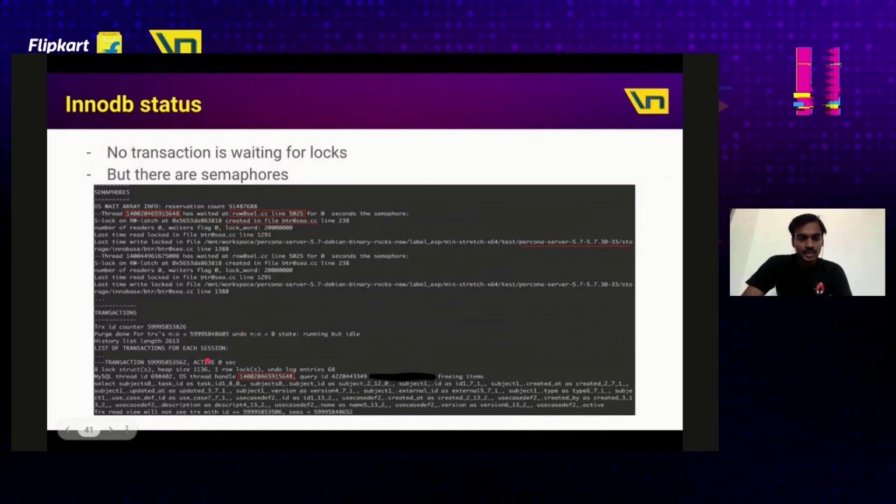In the bottom, you can see that a transaction is running a query and it has its own thread reference, and the same thread is mentioned in that semaphore section also. So at a high level, what we can conclude is that our queries were taking longer, and they were not waiting for any transaction locks, but were internally waiting for some kind of semaphores as per the above section.